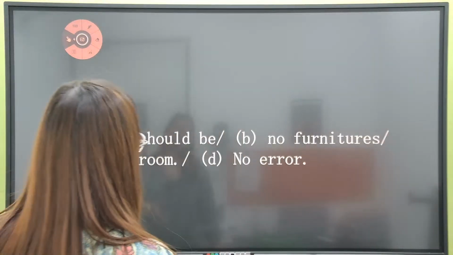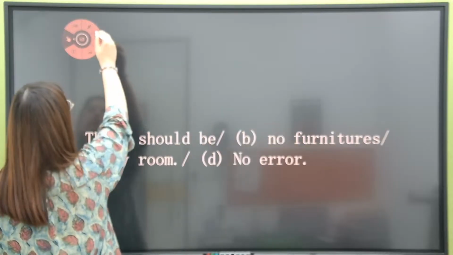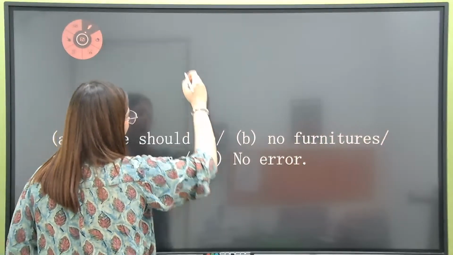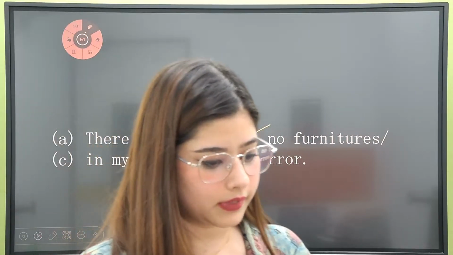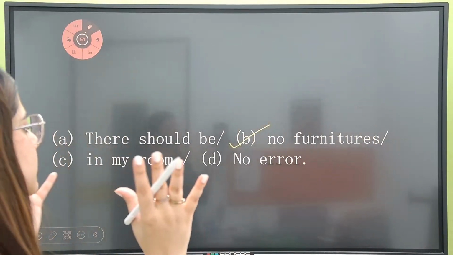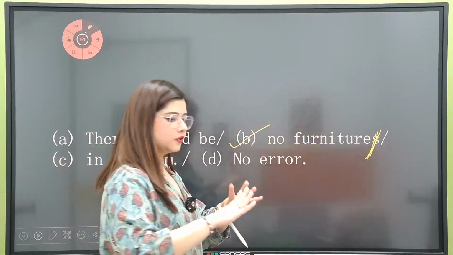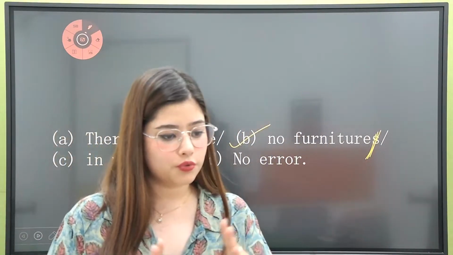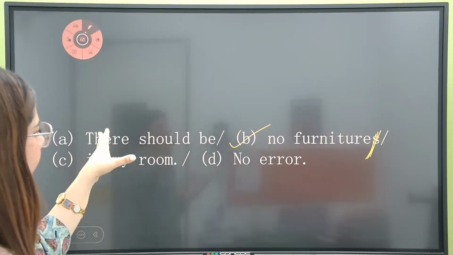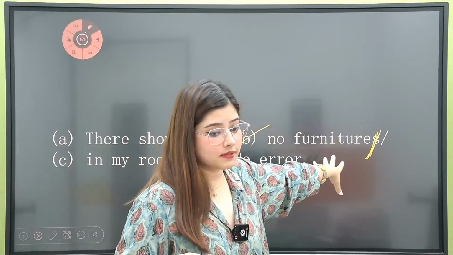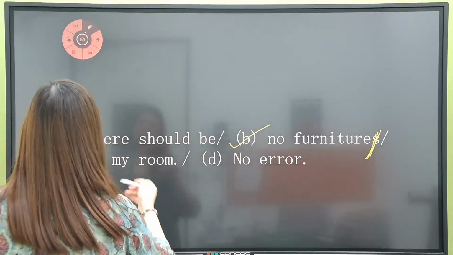Okay, part B, what is the error exactly? It will not be furnitures. Furniture can be used to represent many furniture, plural. So we do not need to add an S. Furniture is perfectly fine.